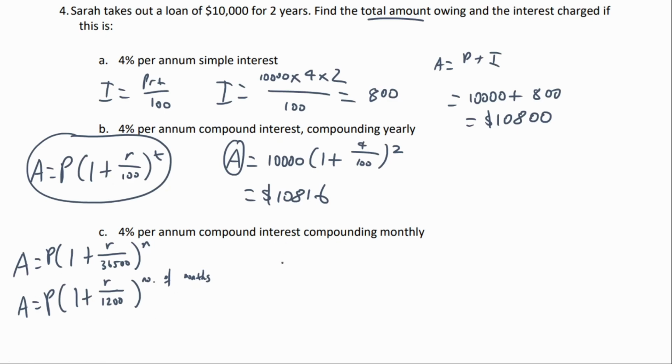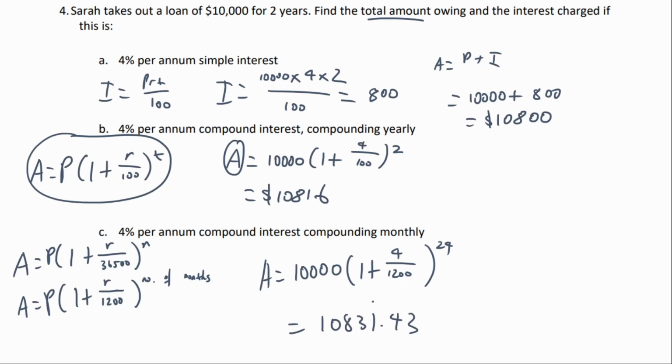Alright, so to do this, we're just going to put in our known values again. P is 10,000 again. 1 plus the rate is still 4 over 1,200 to the power of number of months. So number of months in 2 years is going to be 24. And once you work that out, you will get a value of $10,831.43. That's your final value there. And once again, this is our final answer because it's already in A.